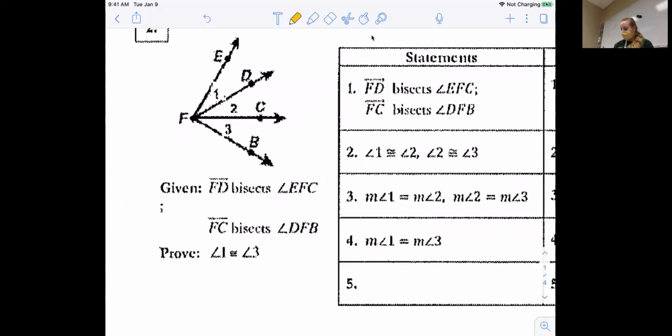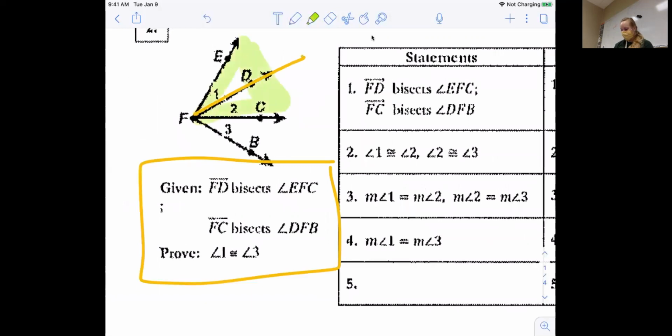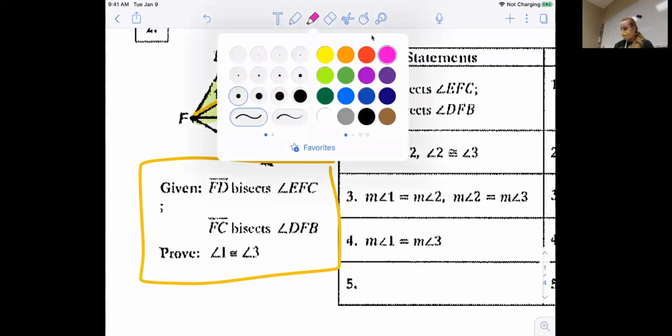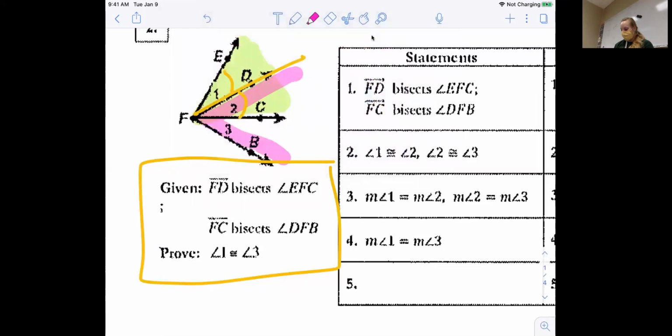I was given FD bisects EFC. Okay, pause. FD bisects EFC. Good. So Ben said that would make EFD and DFC congruent. Okay, we might use that in the future. It also tells us that DFB is bisected by FC.